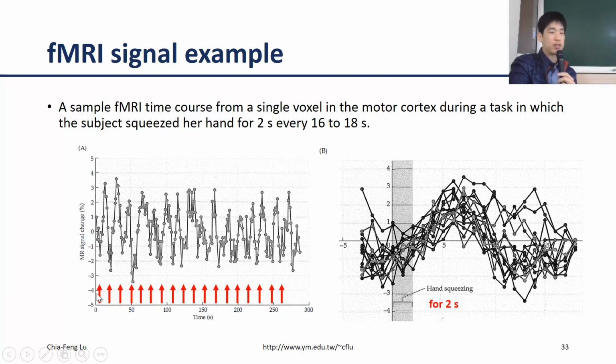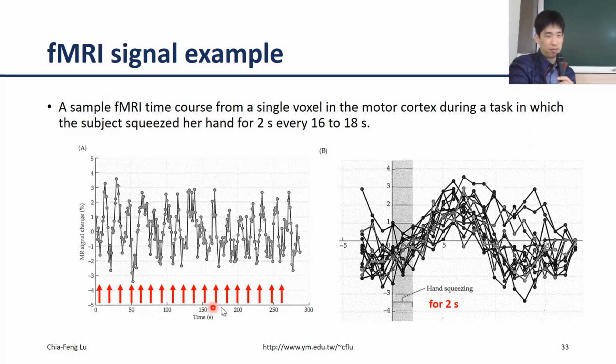Each time you see the red arrow right here, that means the operator indicated, maybe with an auditory instruction or a visual instruction, anyway, just instructed the subject to do the hand squeezing for 2 seconds, then release. So every single time you can see squeezing for 2 seconds, then release, and wait for another period, then do the hand squeezing again. So you will repeat it.